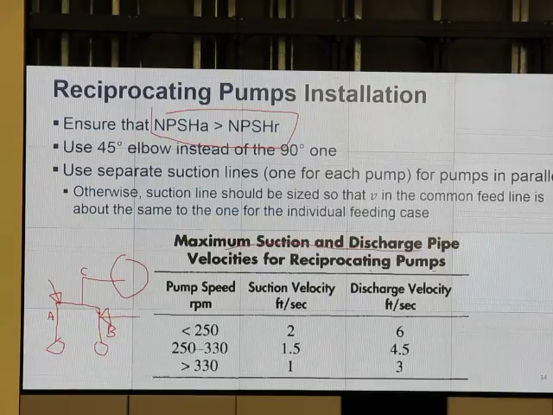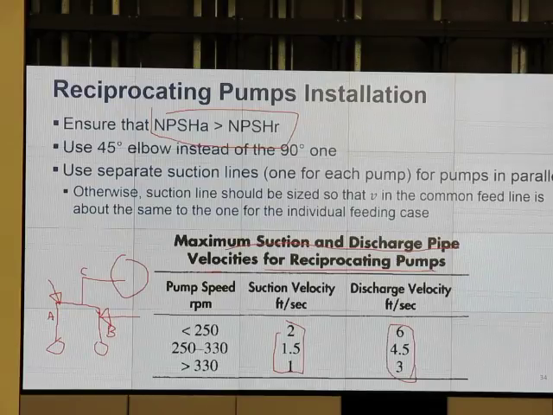Maximum suction and discharge pipe velocity for reciprocating pumps. The recommended suction velocity is about 2 to 1, okay, 2 to 1. Discharge velocity is 3 to 6 feet per second.